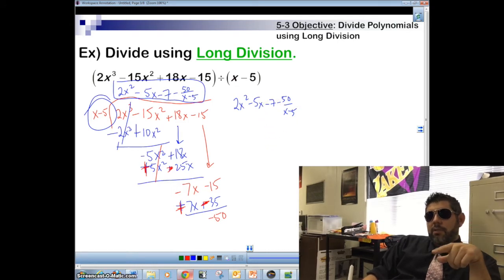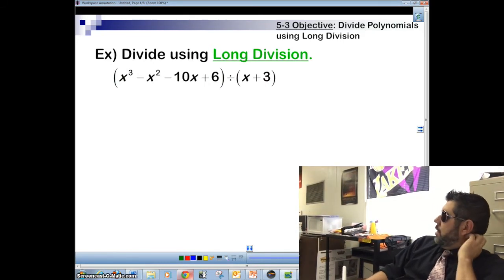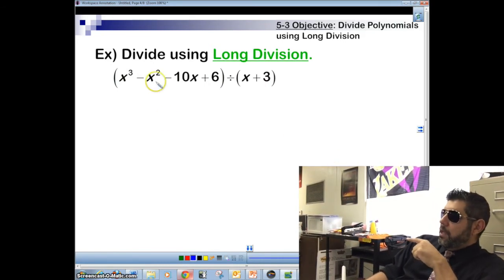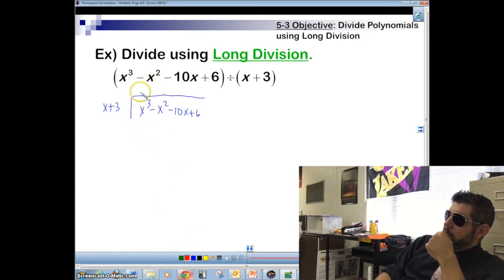All right, let's take a look at another one. Okay, so this guy right here, we're going to do the same thing. It's all the same. We're going to go ahead and do x cubed minus x squared minus 10x plus 6, and that's going to go under our little dividing symbol. This one doesn't look too bad.